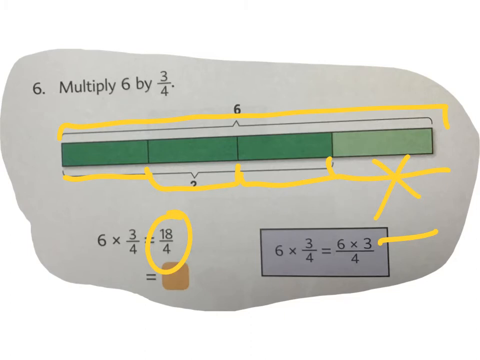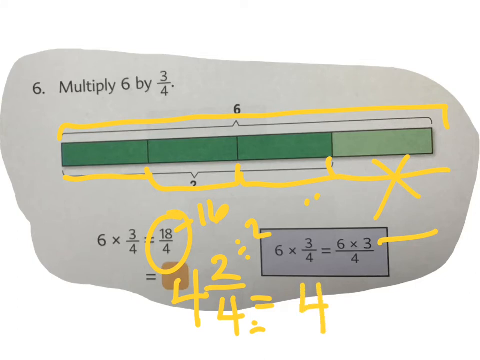Now I know I can pull out some wholes. Let's skip count by 4, not going over 18. 4, 8, 12, 16 goes in there 4 times. Take away 16 is 2/4. I know I can reduce that because 2 goes into both of them evenly. So the answer is going to be 4 and 1/2.